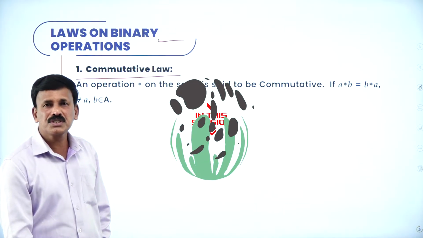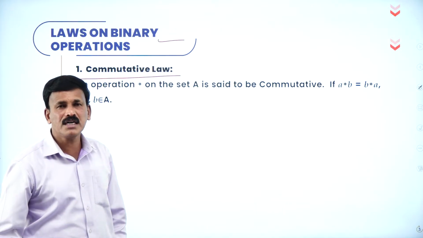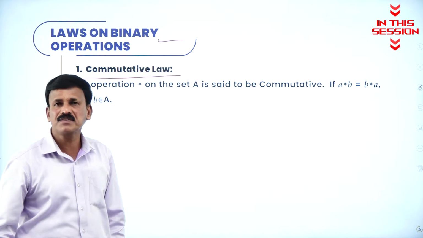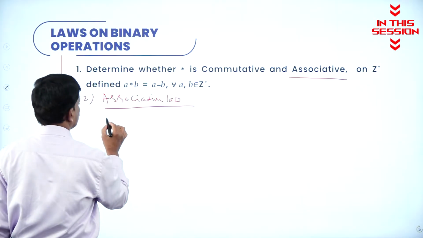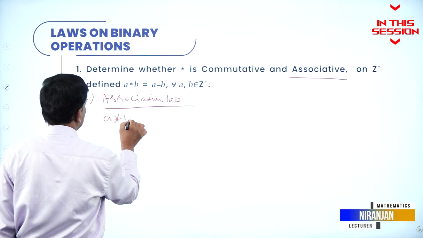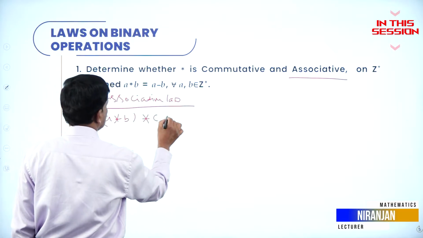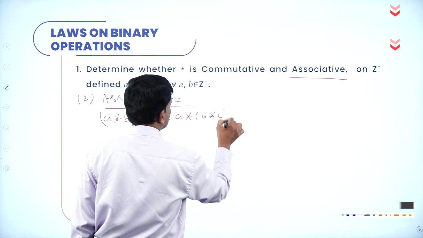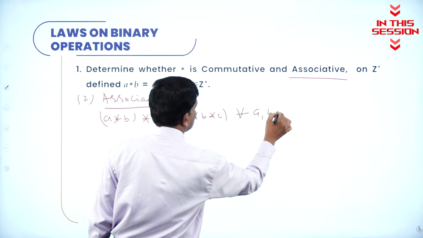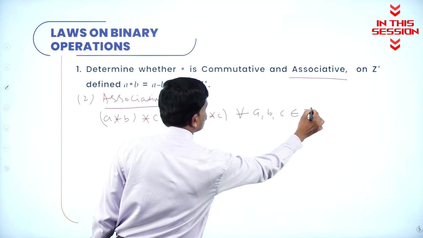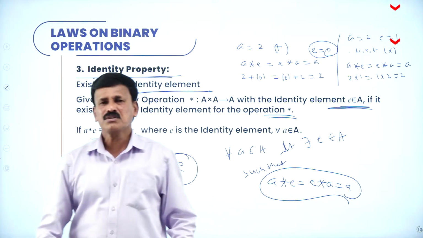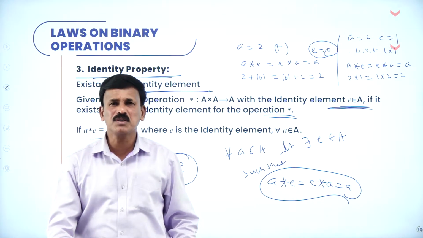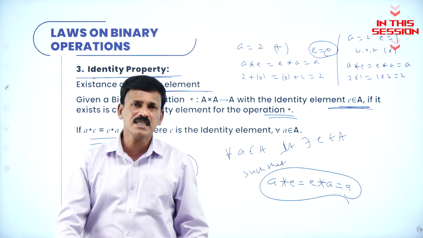Commutative law, associative law, identity law and the inverse law. Existence of an identity element and existence of an inverse element. What is associative property? A star B star C is equal to A star B star C for all A, B, C belongs to Z plus. With respect to addition, 0 is the identity element. With respect to multiplication, 1 is the identity element.